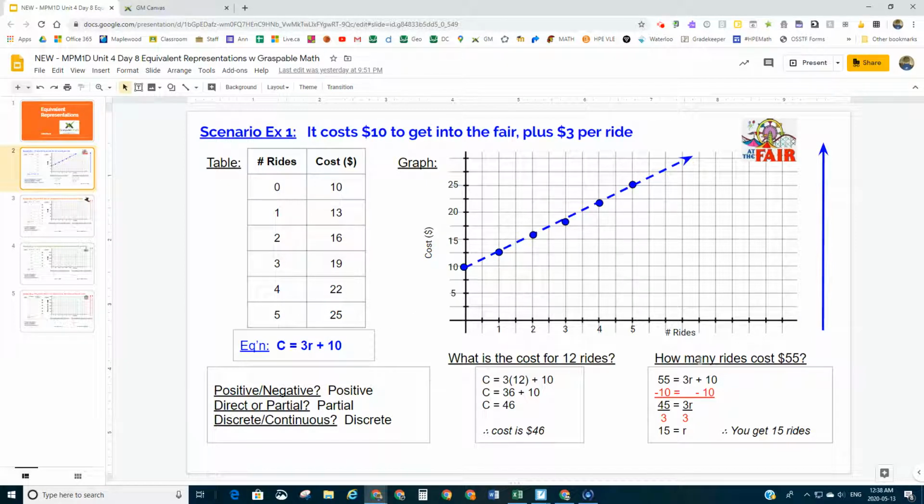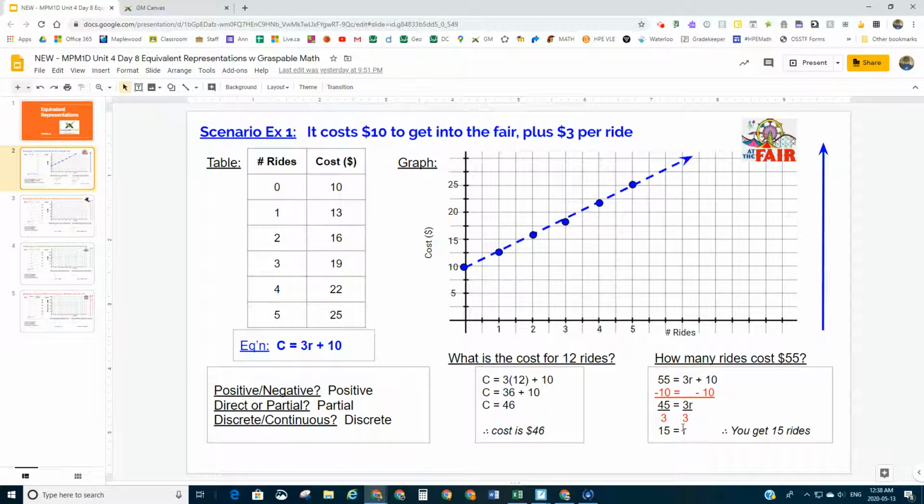Then we had to use some algebra or use this equation to try and answer a couple of questions. The first one being, what is the cost for 12 rides? We had some success doing this because for 3 times R, we substituted the R as 12, and we were able to multiply 3 times 12, get 36 plus 10 equals 46, and figure out the cost. That one wasn't too difficult to type out on Google Slides.